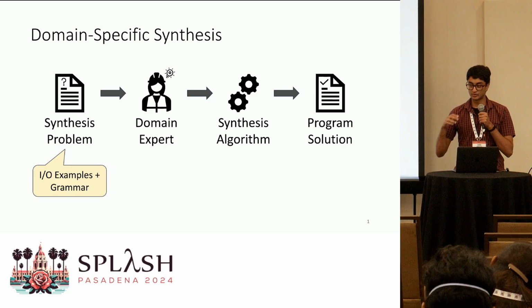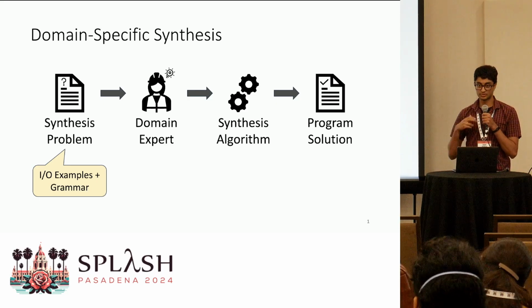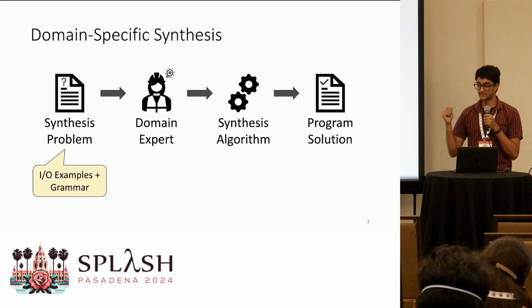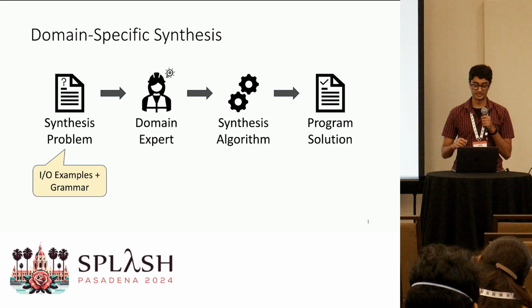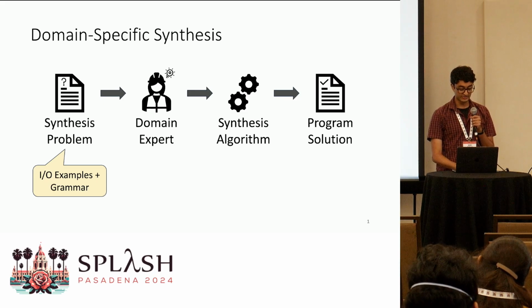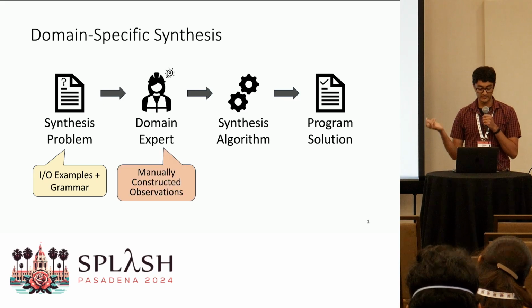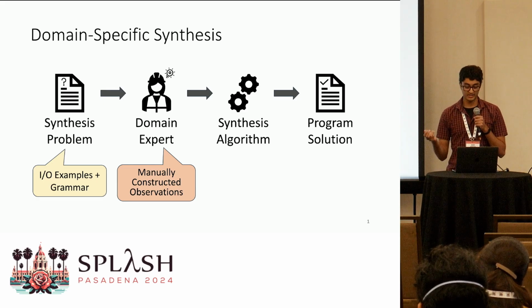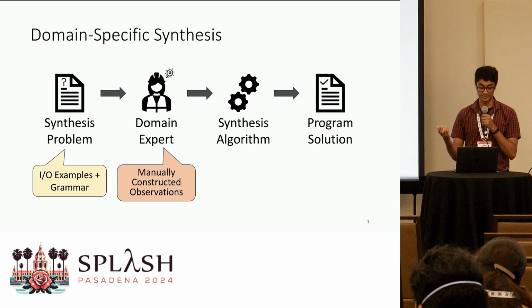Then, typically, a domain expert would step in and construct a bunch of manual observations whose insights will then be used to inform a synthesis algorithm that is manually constructed. And so the problem here is that these observations have to be manually constructed, and therefore this algorithm manually developed for each domain. So the goal of our work is to automate this process for a large number of domains.